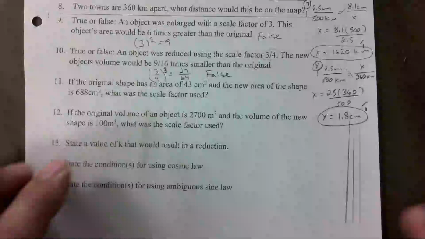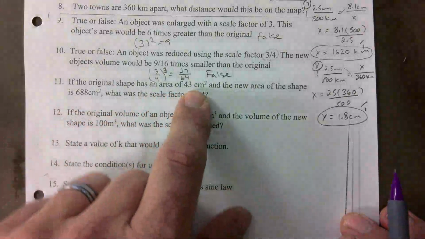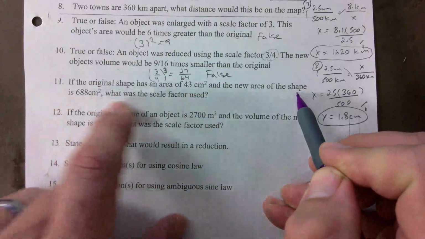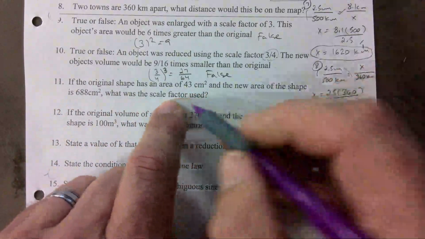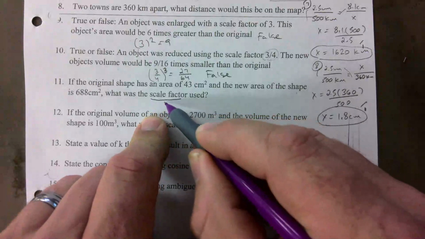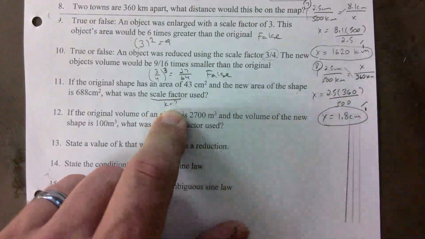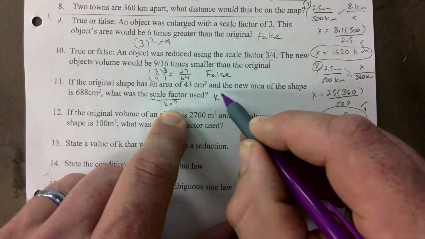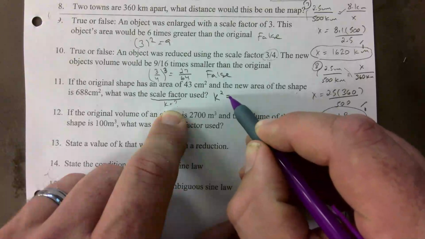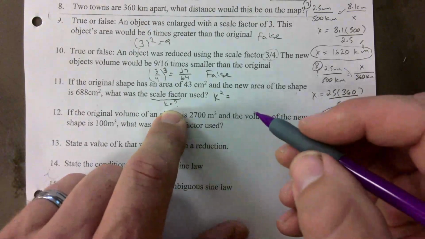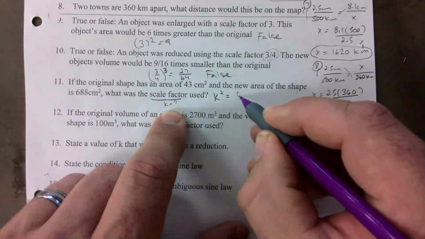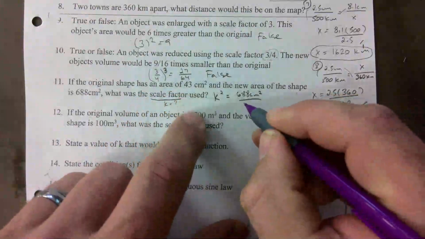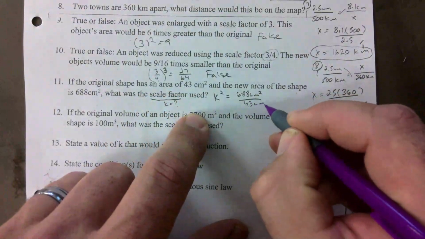If the original shape has an area of this much and the new area is this, what's the scale factor? Right? They want k. That's what they're asking for. What's k just by itself? You know we're using areas, right? So you go k squared equals new over original, correct? It's always new over original. In this case, they use that terminology.